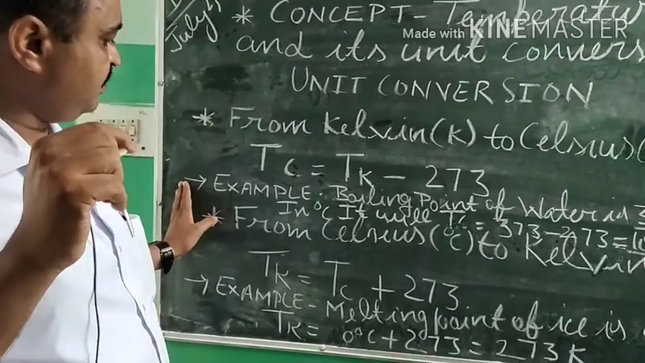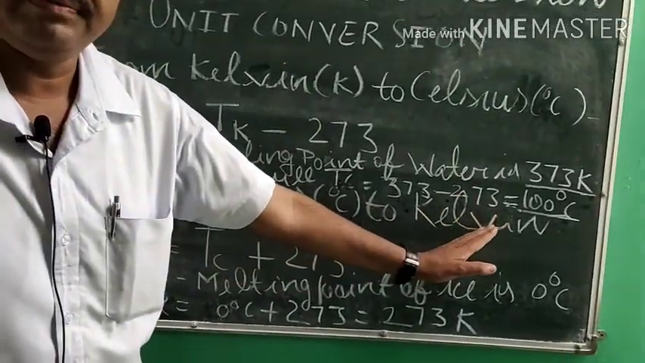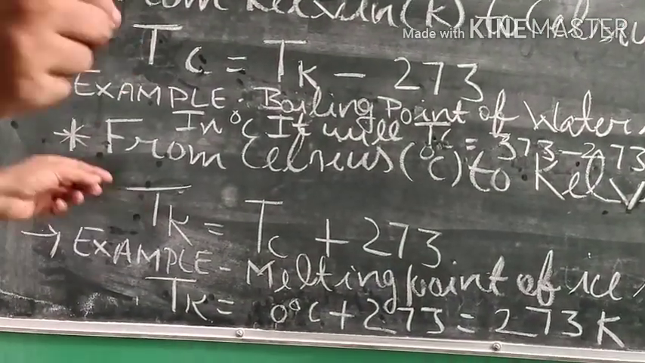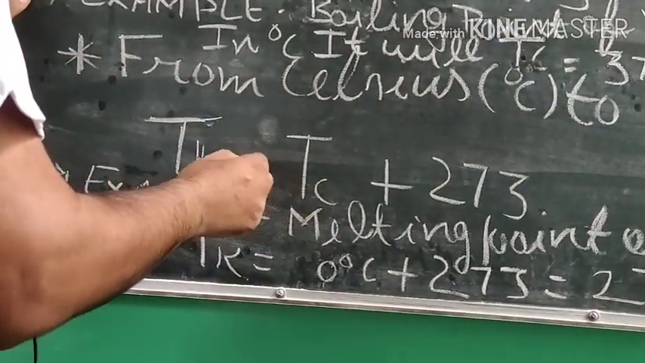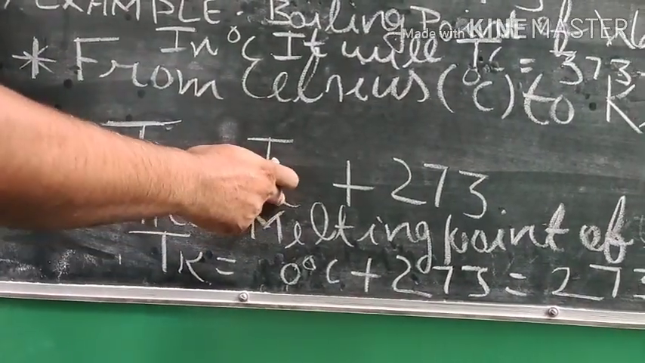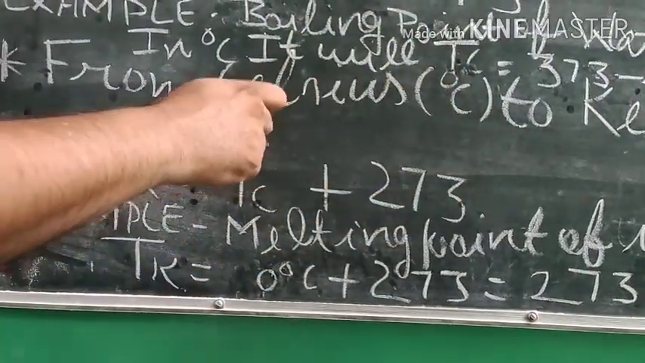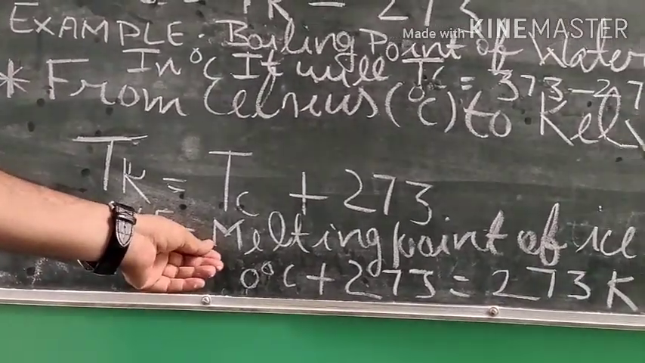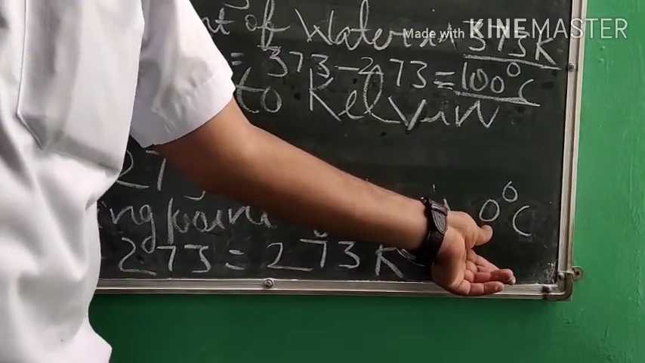Now we will convert the temperature from Celsius to Kelvin. In this, the formula that we will use is: temperature in Kelvin is equal to temperature in degrees Celsius plus 273. For example, if we take the melting point of ice, it is 0 degrees Celsius.